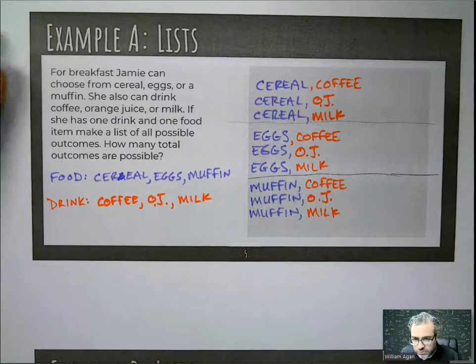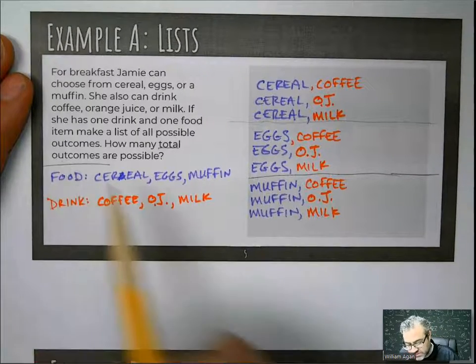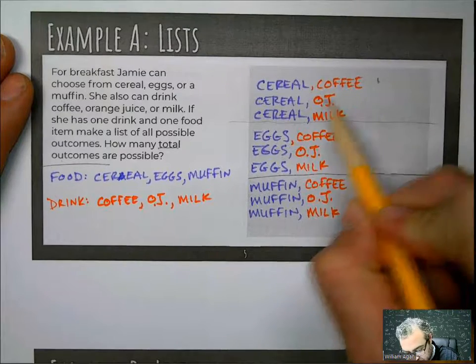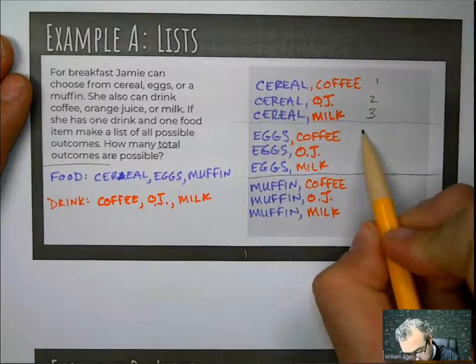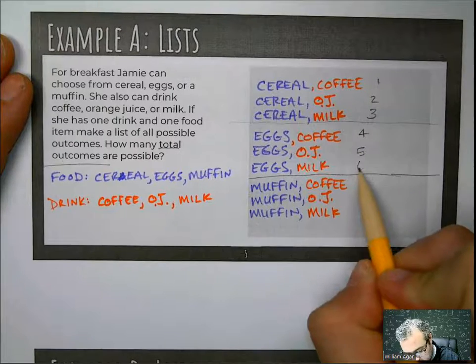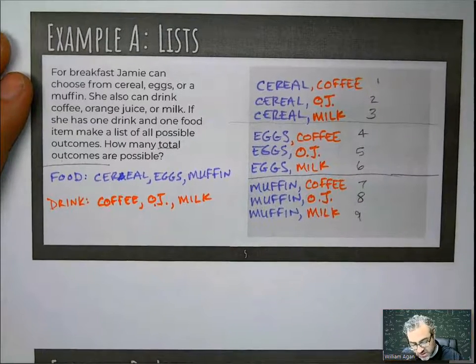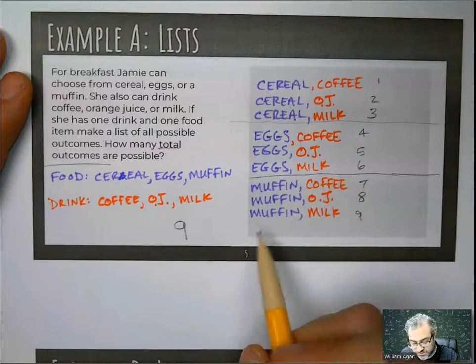So they want to know how many total outcomes are possible. Well, this is an outcome. This is an outcome. This is an outcome. Okay, this one, this one, this one, this, and this. So that shows us that there are 9 total outcomes.